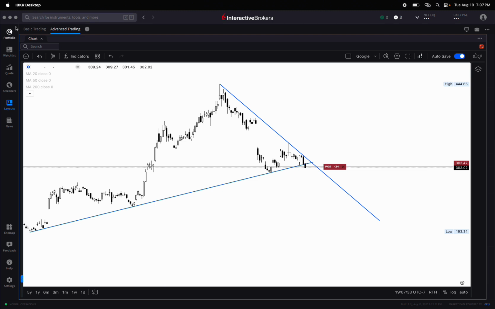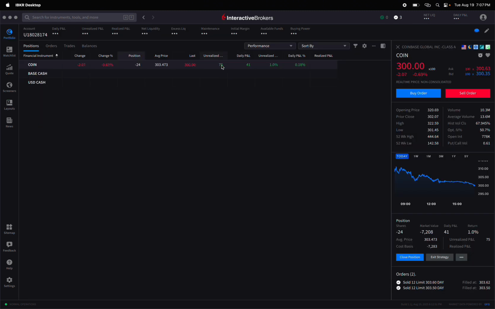So that's going to be it for you guys. We're up $75. Average price 303.47. Shorting 24 shares. Again, we're looking for the price to come down. In that case, we'll make money.